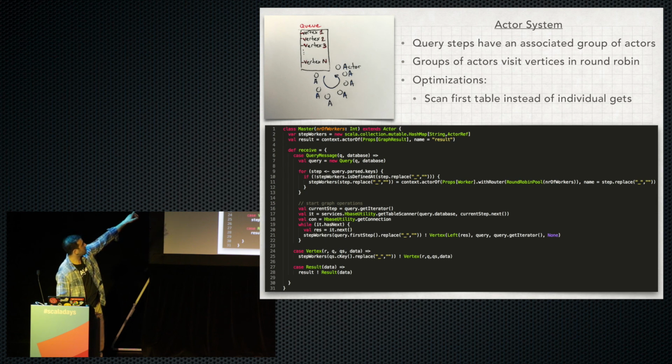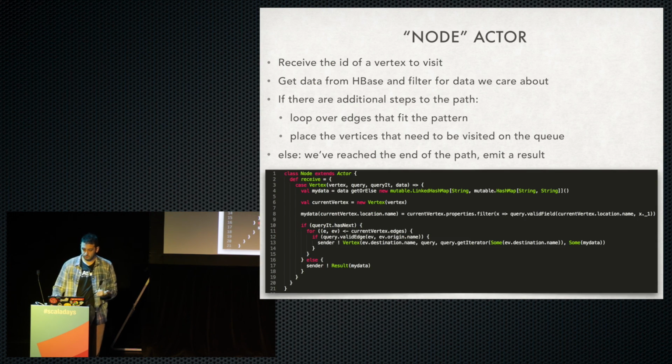So very much like the top left here, you have a queue or a list of vertices that you need to visit. Those are generated by the first scan. And then you have different actors that, in a round robin, are receiving those vertices and are going to do something with them. And we're going to take a look at that.